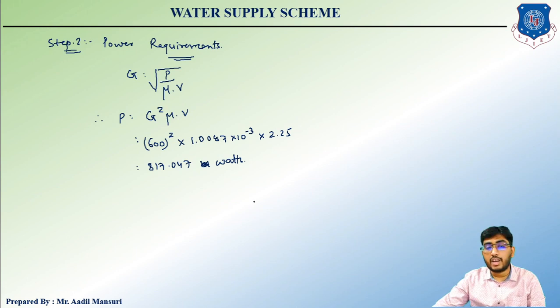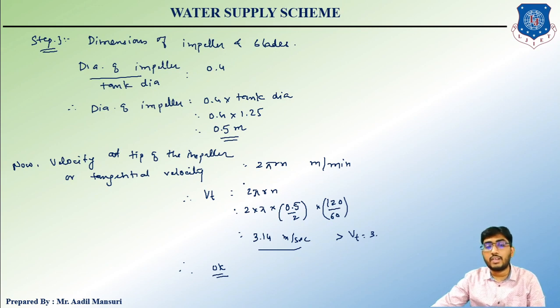Step 2, power requirement. So this is the equation for power, and we found out power as 817.047 watts. Next, diameter of impellers and blades. So we had taken this relation. So from that we found out total diameter of impeller 0.5 meter, right? Then tangential velocity can be found out with this equation, that is 2 pi rn, and n is number of rotations per minute, right? But since we want tangential velocity in seconds, we divided it by 60, right? And this velocity, whatever comes from this equation, should be greater than 3.